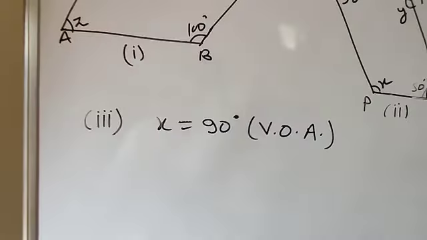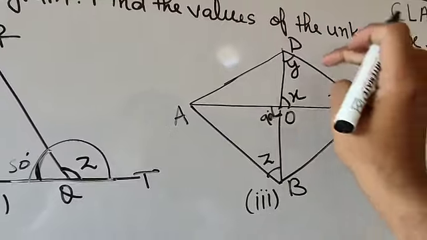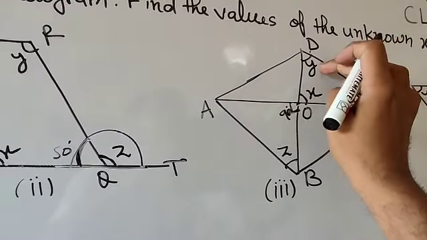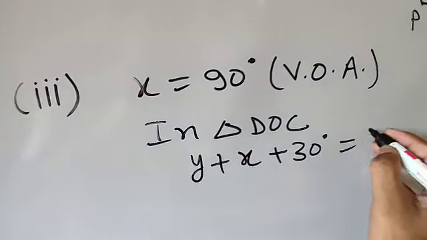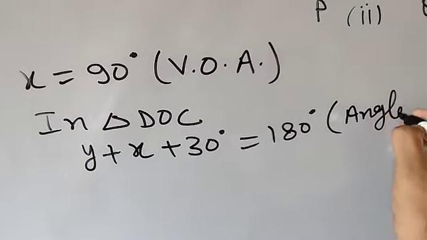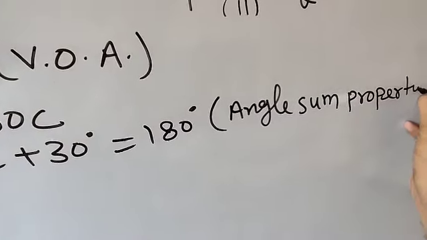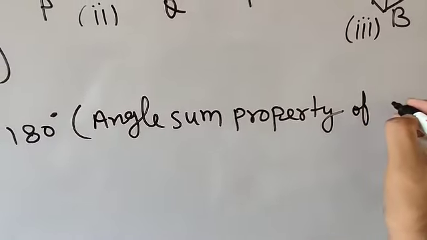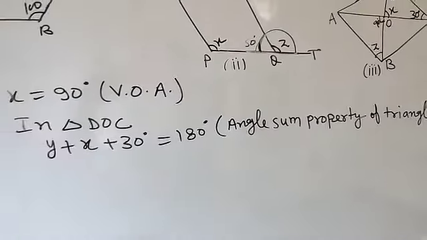So here you can write in triangle DOC. In triangle DOC, here you can find DOC is a triangle. So Y plus X plus 30 equal to 180 degree. Y plus X plus 30 degree is equal to 180 degree. Here you can give the reason, angle sum property of triangle. That is the angle sum property of a triangle.